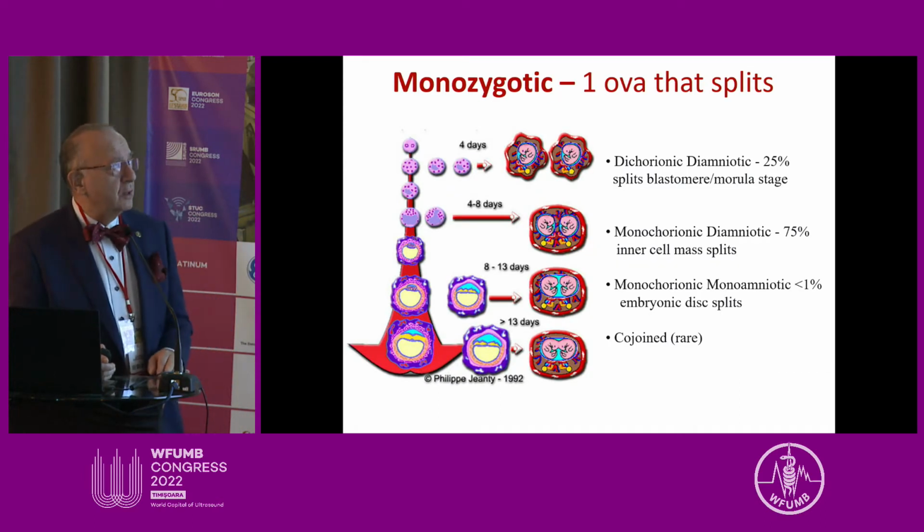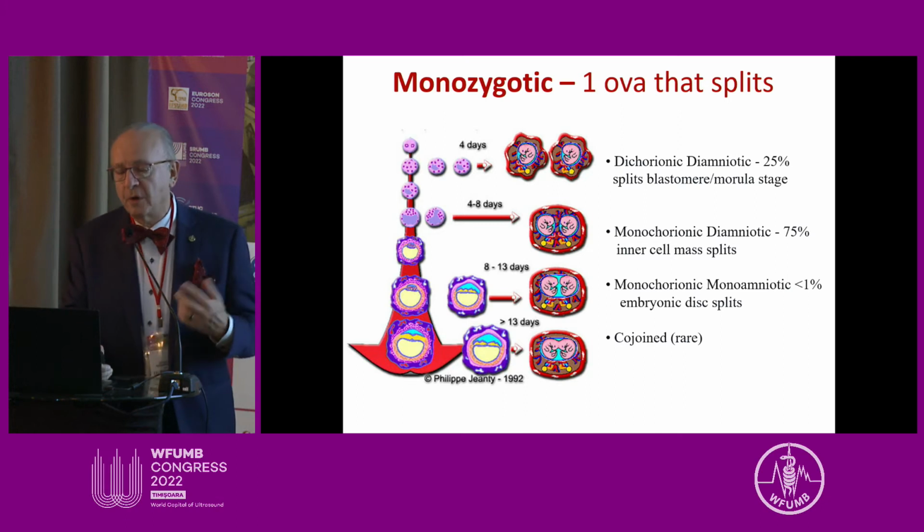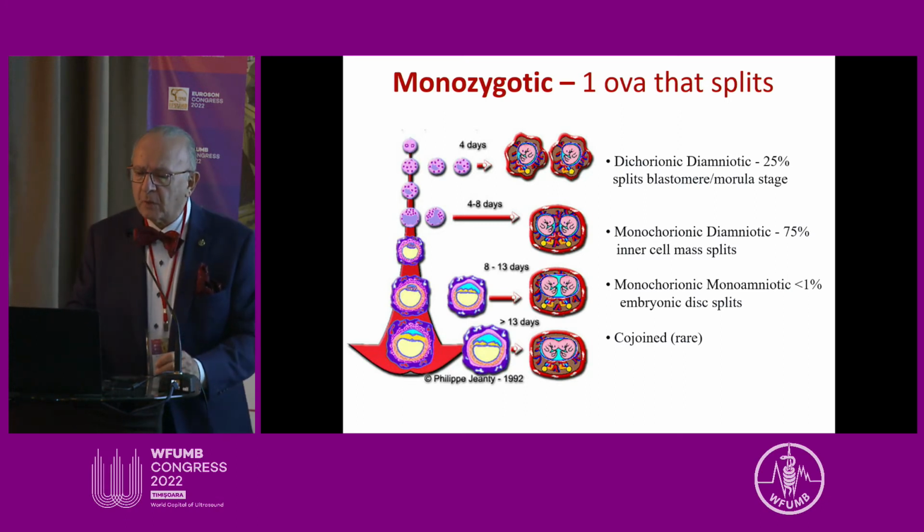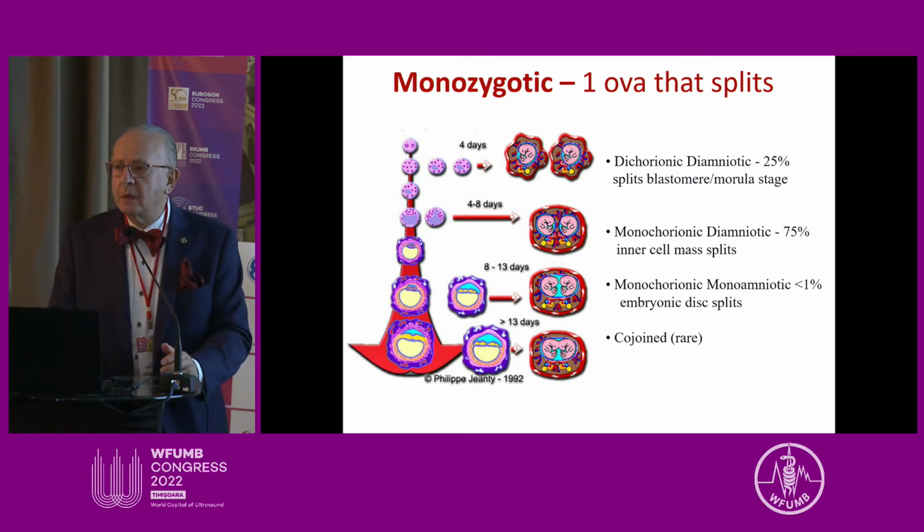So monozygotic twins are slightly different, of course. No, they're very different. It's one ova that splits. So depending on when that fertilized ovum splits, we can have different types. So if it splits very, very early, 25% of cases will have dichorionic, diamniotic.